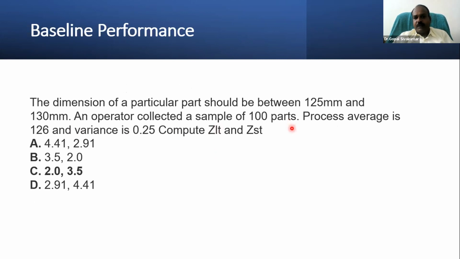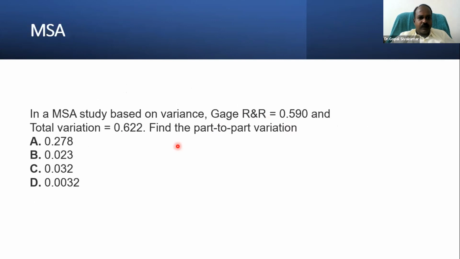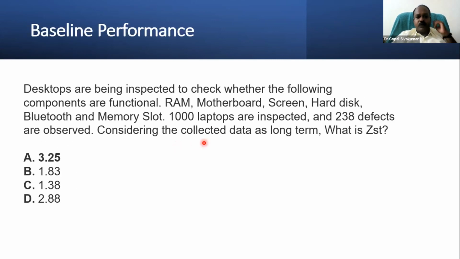Now you are checking 1,000 laptops. Out of the 1,000, 238 defects are observed. Considering the collected data as long term, find out what is ZST. Now this is the question. So out of 1,000, 238 defects. Now we all discussed opportunities and DPMO. The James experiment also we did. Now I want the answers, right?